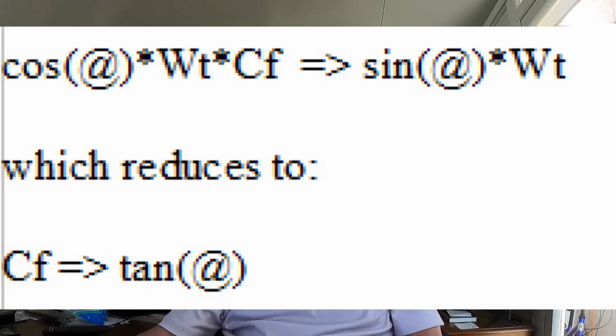So the cosine of the inclination angle times the weight times the coefficient of friction has to be greater than or equal to the sine of the inclination angle times the weight. And this reduces to the coefficient of friction must be greater than or equal to the tangent of the inclination angle. You can see that the coefficient of friction required is independent of weight.